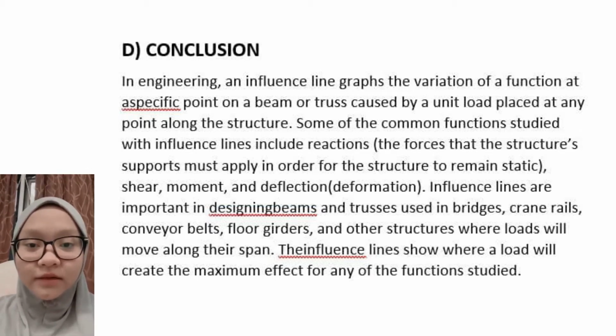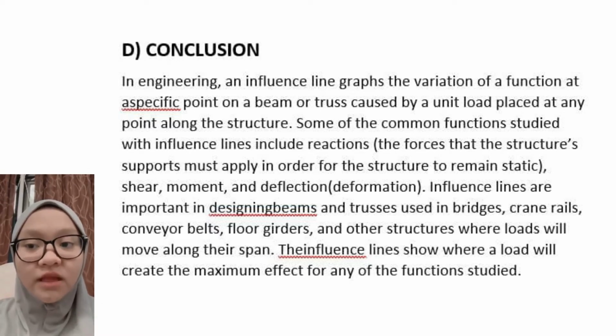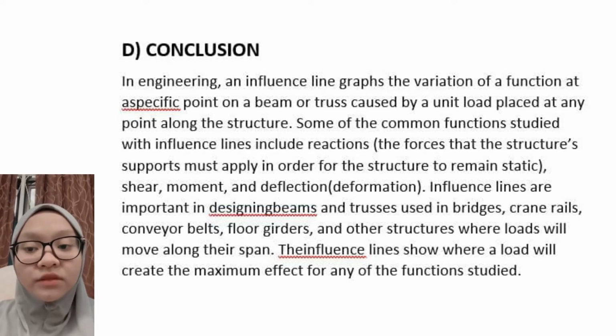This is our conclusion. In engineering, an influence line graphs the variation of a function at a specific point of a beam or truss caused by a unit load placed at any point along the structure. Some of the common functions studied with influence lines include reaction, the force that the structure support must apply in order for the structure to remain static, shear, moment and deflection.